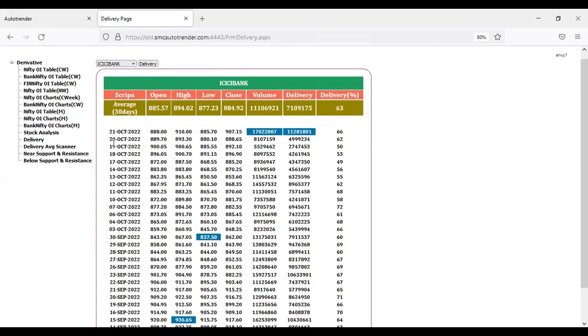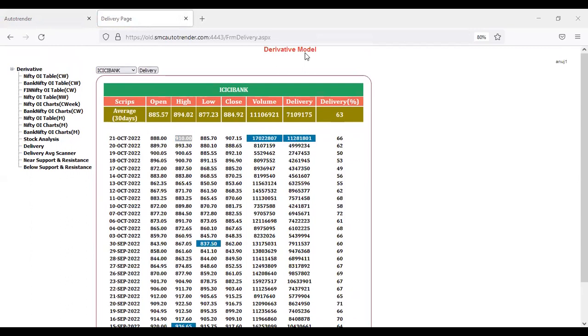Look, on 21st October, which is yesterday, it hit the highest delivery in the last 30 days. So your entry point for this stock would be above 910, and your stop loss would be 885.